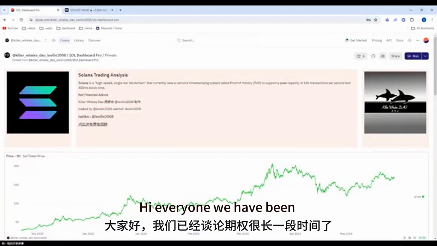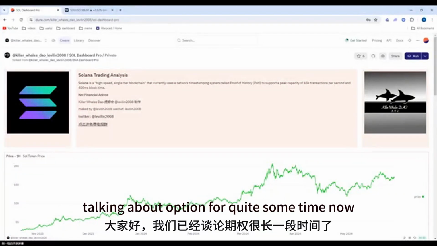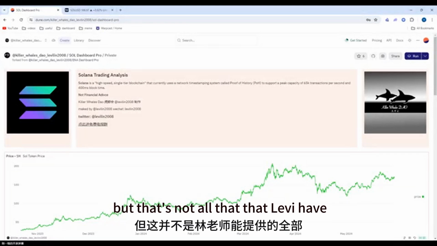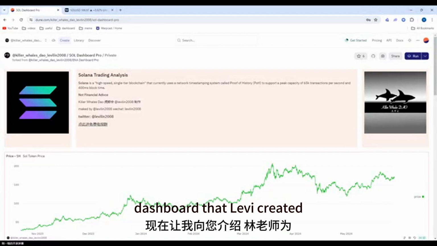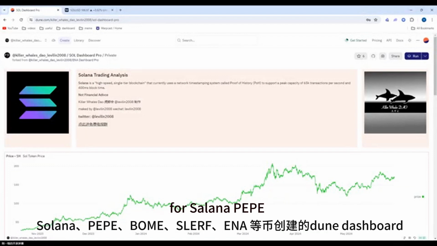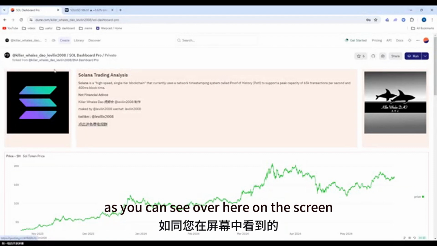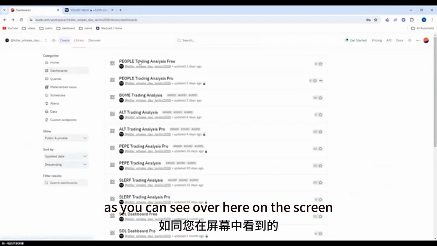Hi everyone, we have been talking about options for quite some time now, but that's not all that Levi has to offer. So let me now introduce you to the Dune dashboards that Levi created for Solana, Pepe, Doge, Shiba, ENA, and many more, as you can see over here on the screens.